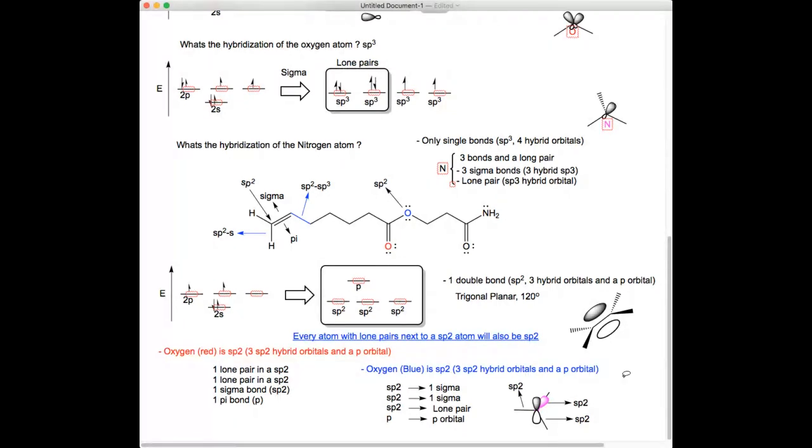Okay, what is the angle in between the, I'm gonna ask another question. What is the angle in between this p orbital and this sigma bond, guys? 90 degrees, right? Everybody understand that because that's the concept of a trigonal planar structure. The angle in between the sigma bond and the p orbital is 90 degrees.